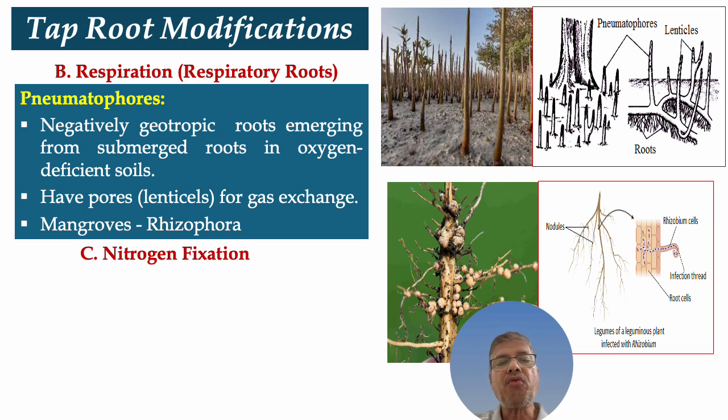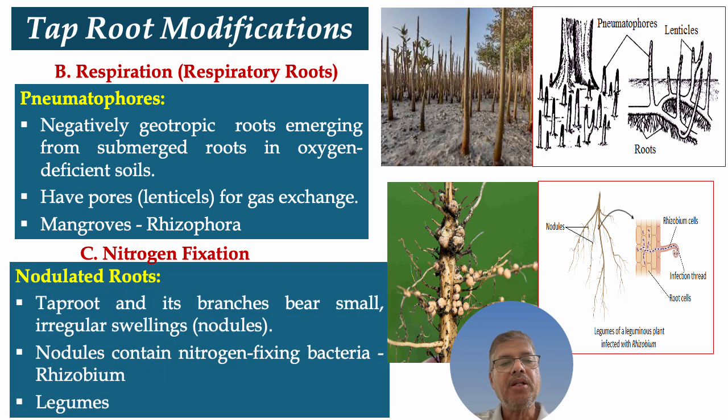Taproot modifications for respiration. Nematophores are the negatively geotropic roots emerging from the submerged roots in oxygen deficient soils, with pores or lenticels for gas exchange. Examples are the mangroves like Rhizophora, Avicennia, etc.